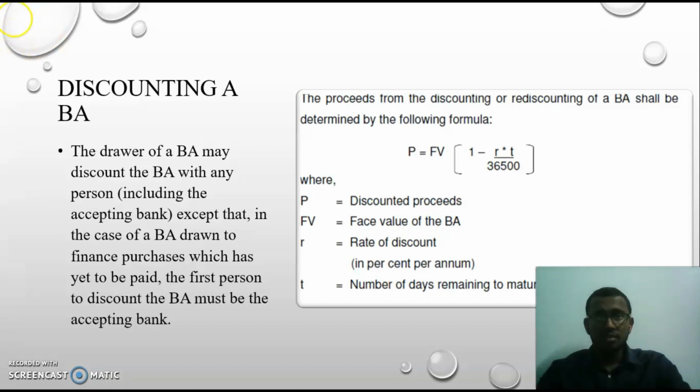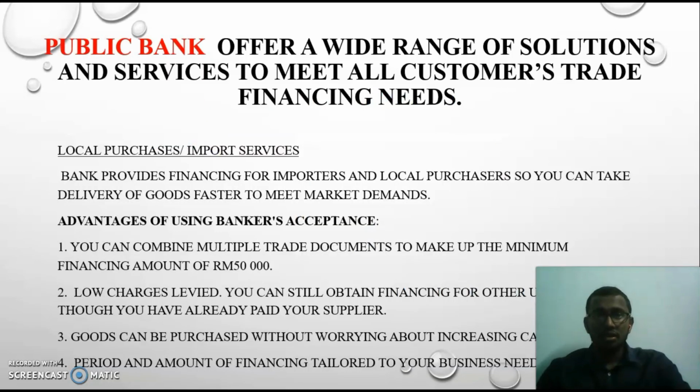I'm going to show the calculation for discounting a BA. So this is the calculation. The drawer of a BA may discount the BA with any person, including the accepting bank, except that in the case of a BA drawn to finance purchases which have yet to be paid, the person to discount the BA must be the accepting bank. Now I'm going to relate banker's acceptance to Public Bank.